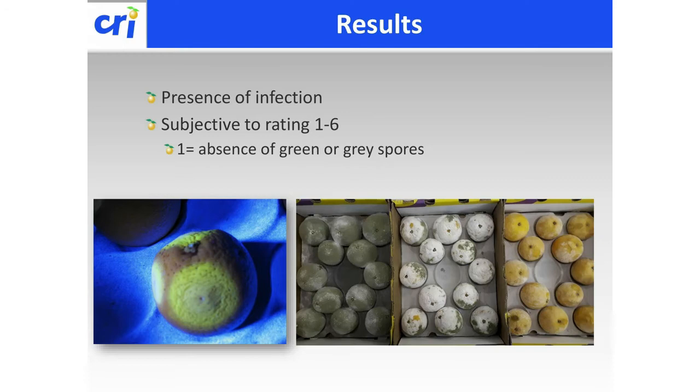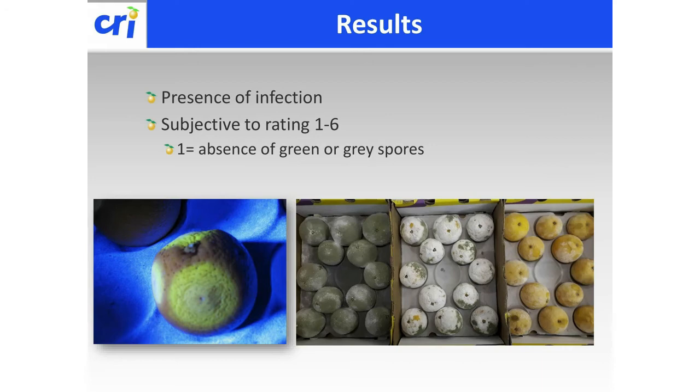Sporulation results were subjected to a rating score of 1 to 6, where we assess the development of green or gray spores which are capable of infection and multiplication. At a rating score of 1, that's where we see absence of green or gray spots.